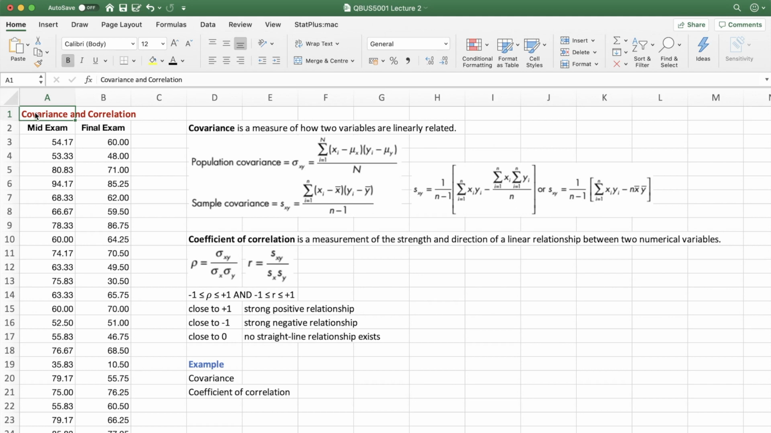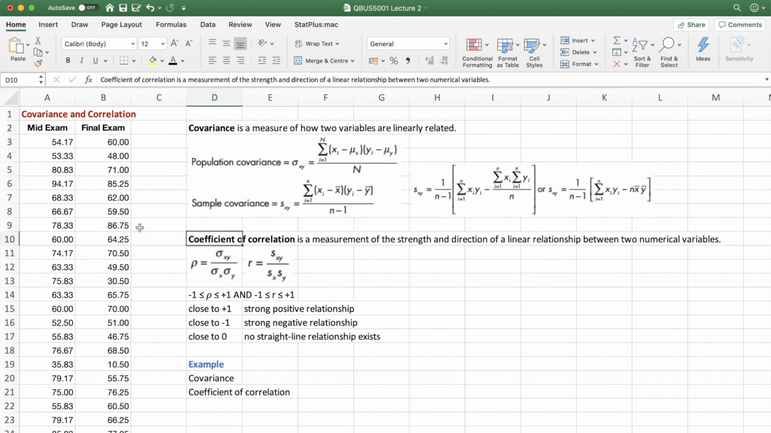Hi everyone, this video is about covariance and correlation. We are going to use mid-exam marks and final exam marks to demonstrate. Covariance is a measure of how two variables are linearly related. The formula for population covariance and the sample covariance between x and y are defined as these. We also have a shortcut formula for sample covariance.